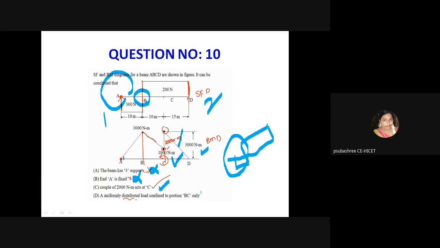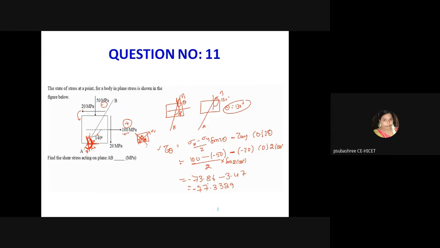Then the last option, a uniformly distributed load confined to portion BC only. BC has the rectangular shape. Only a point load shear force diagram is rectangular. Suppose it is a UDL, then the shape of the shear force is triangular. So this option is wrong. So the answer is C, a couple of 2000 Newton meter acts at C. Okay, ma? Is it right? The next question.